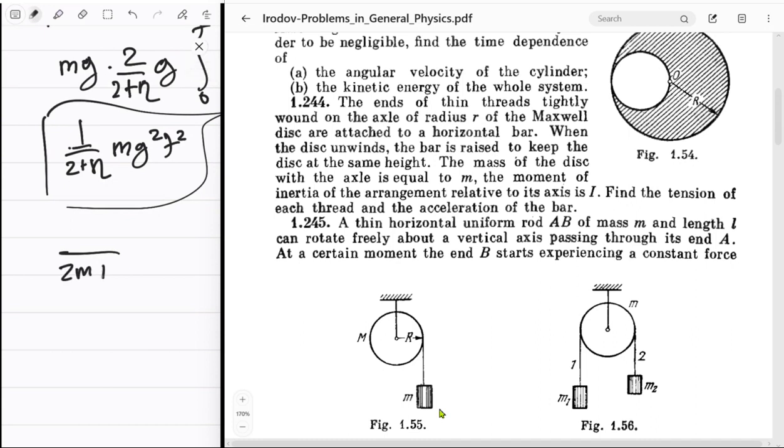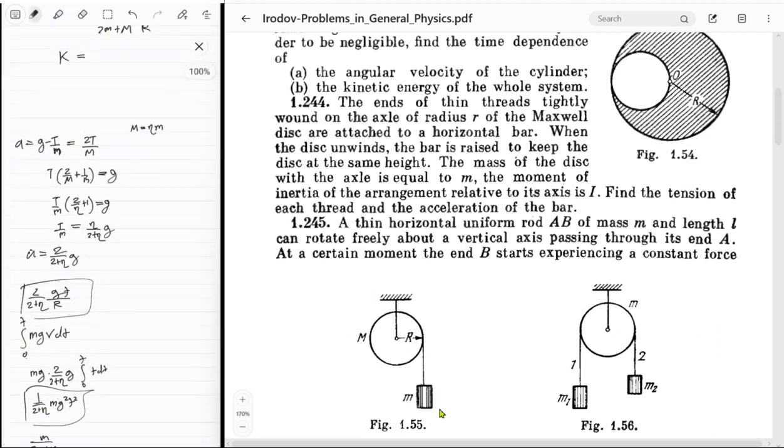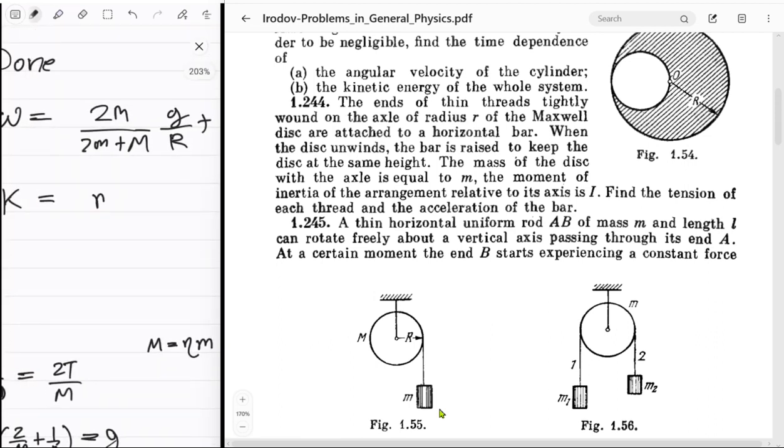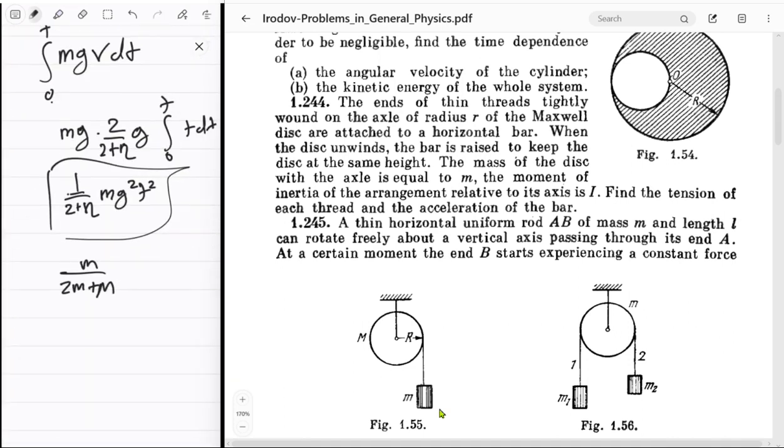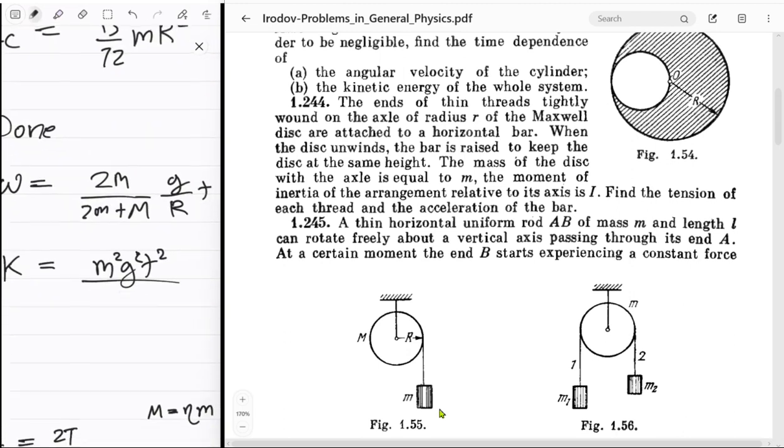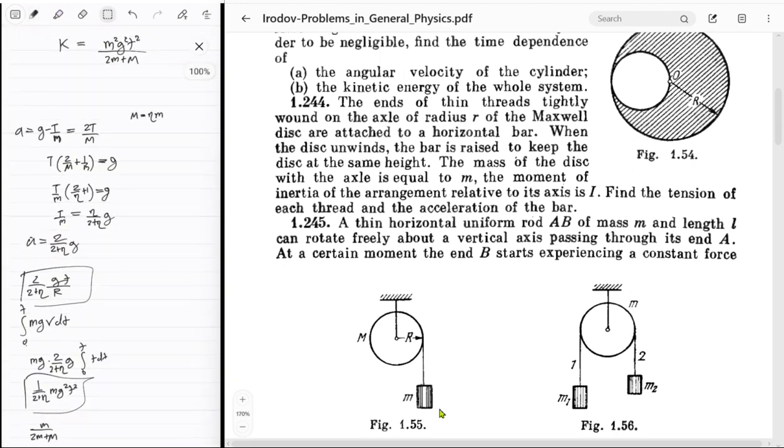Like 2 small m plus capital M, and you got small m. It's like, okay, m squared is, how does that work? No idea. So m squared, g squared, t squared. Wow. And all of that upon this guy. So 2m plus capital M. Perfect. Next question.